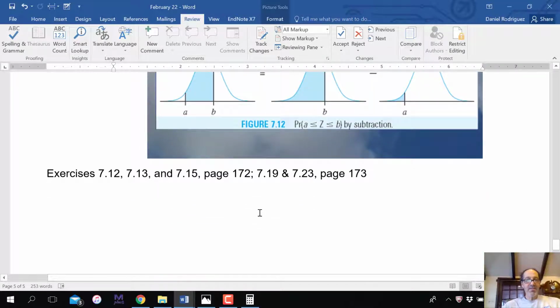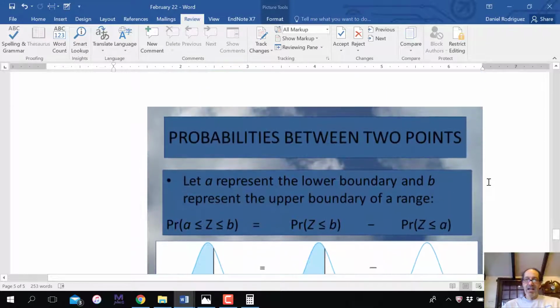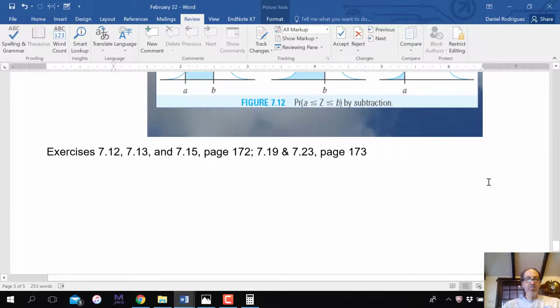Do I have an example? Probably. But make sure you understand that. It's just a matter of subtracting out the little area here because you're only interested in the probability between A and B. I have a few examples coming up. So get to know and understand how we do this, okay? But let's go to some examples, exercises.